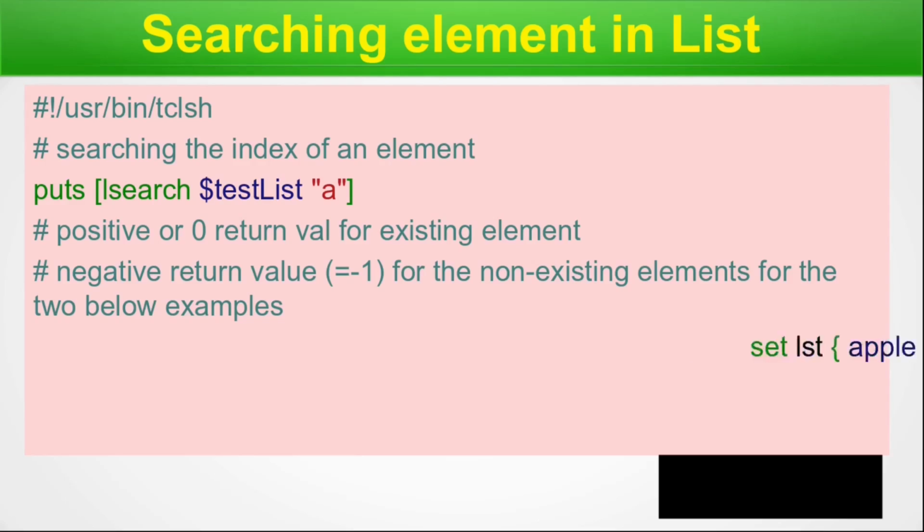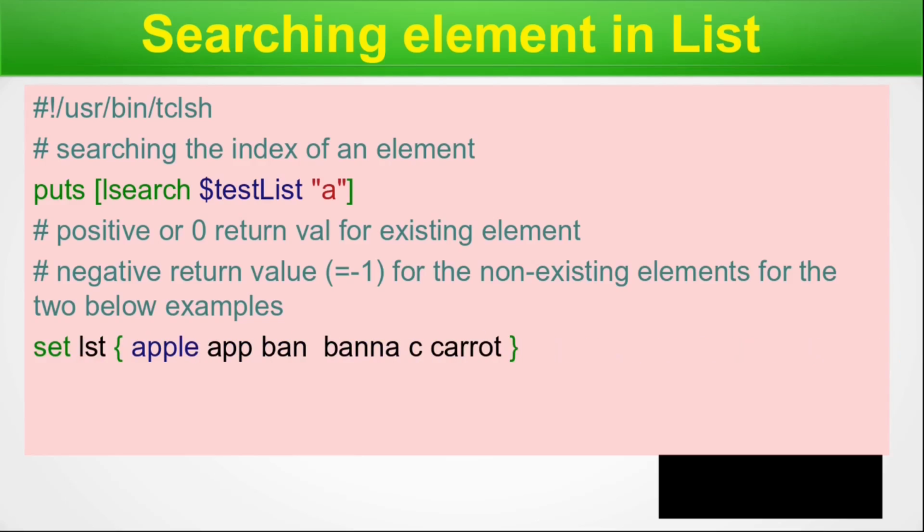We create a list with the fruits: app, ban, banana, c, carrot. So this is a list which contains names. And we use the lsearch procedure inside for the LST, and we use the app element. So we know that app exists there, so the return value comes as 1. This is a tried and tested code, so I'm using the outputs from there. You can try it at your end.